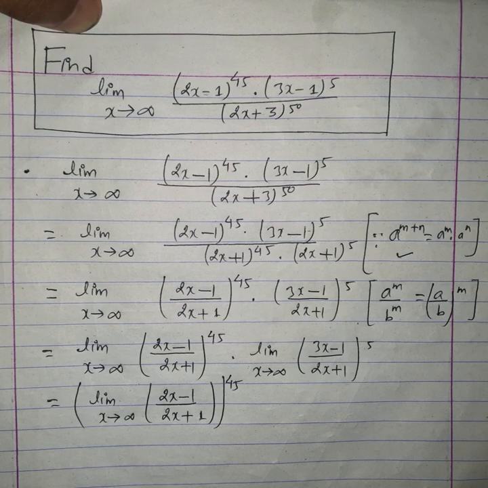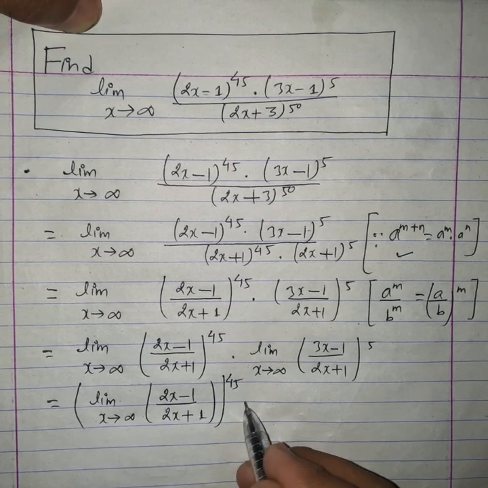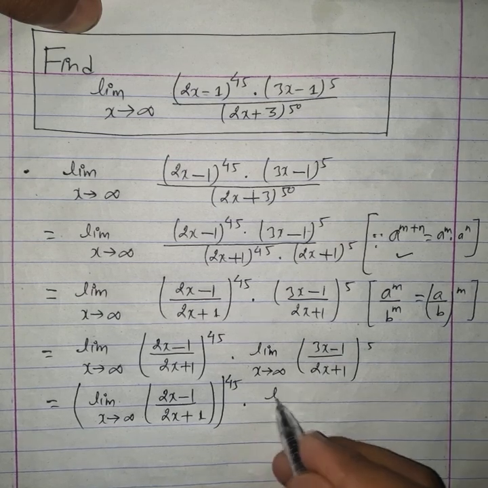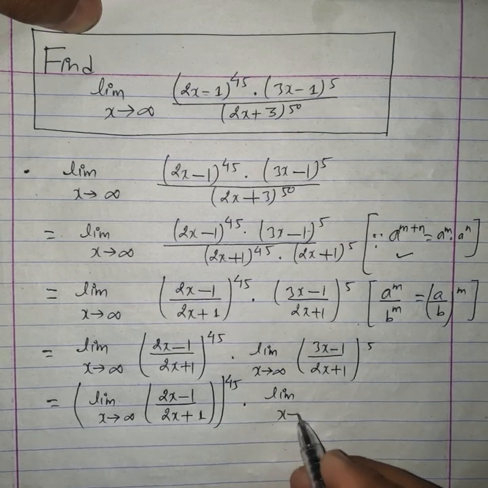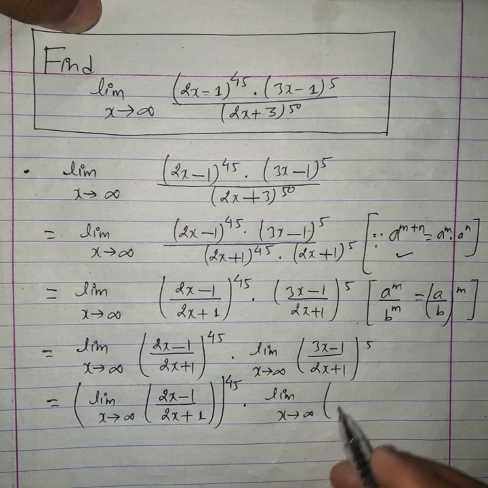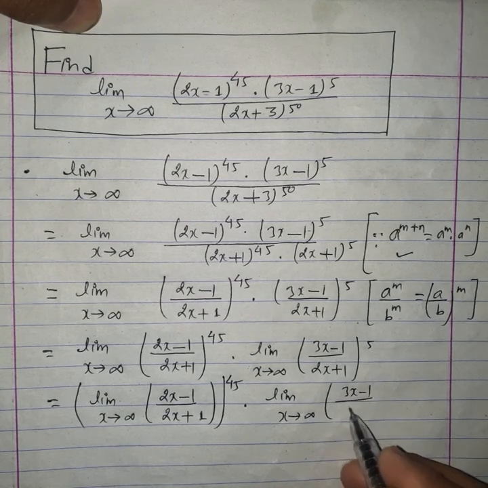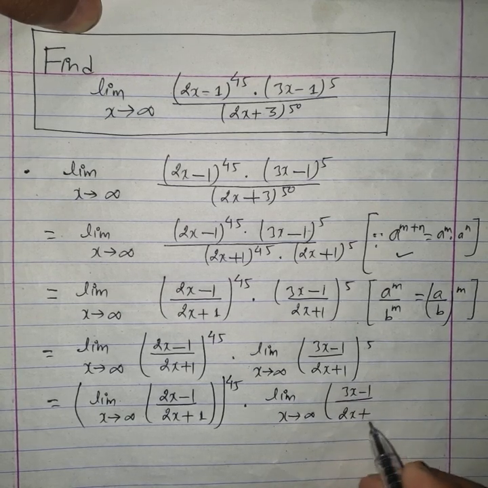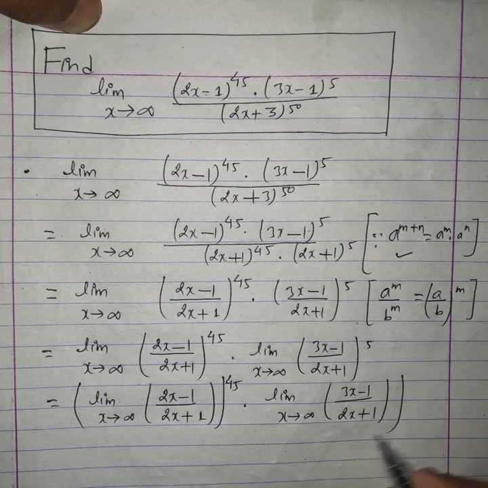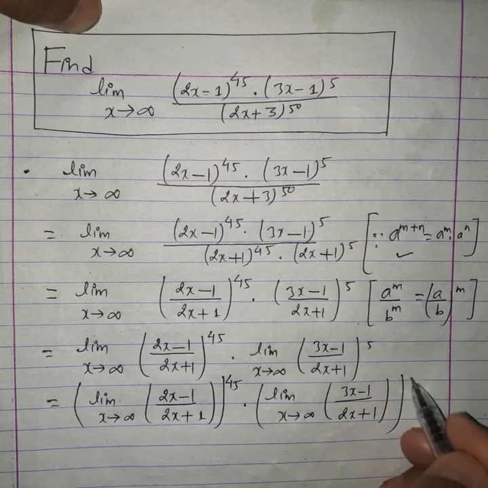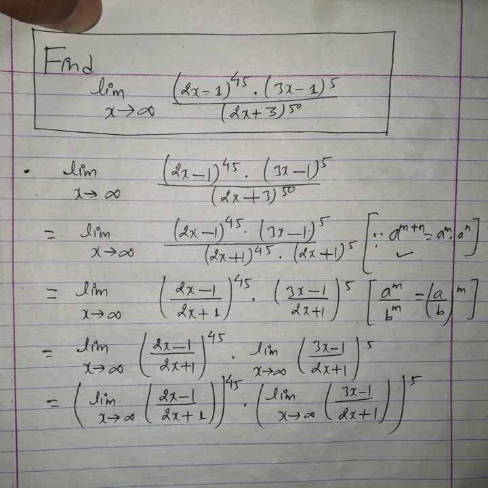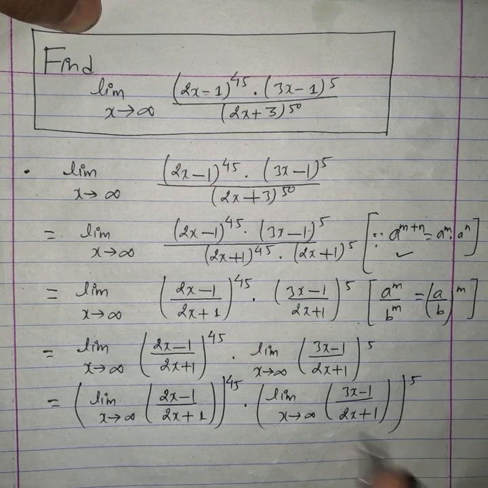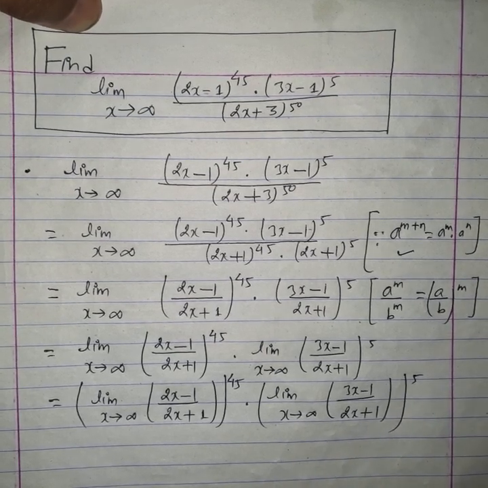These are the same according to the property of the limit of a function, and here we can do the same process. The limit as x approaches infinity of the function (3x minus 1) over (2x plus 1), and then giving the power 5 after calculating the limiting value. This is by the property of the limit.